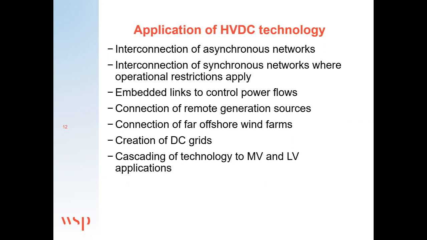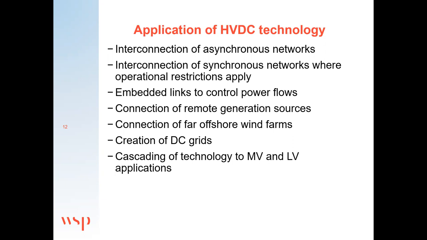You can use these applications now for embedded links, embedded within the 50 hertz or 60 hertz synchronous network, primarily to control power flow. One of the beauties of HVDC is, as I've shown in my little equations, because we can control the DC voltage very precisely, we can control the power flow very precisely. No power flows in an HVDC link unless it's told to flow. Whereas in an AC link, the power flows inherently just because you've strung the wire between the generator and the load. With HVDC, the power only flows because we command it to flow. So we can control the power flows exactly within an AC network.